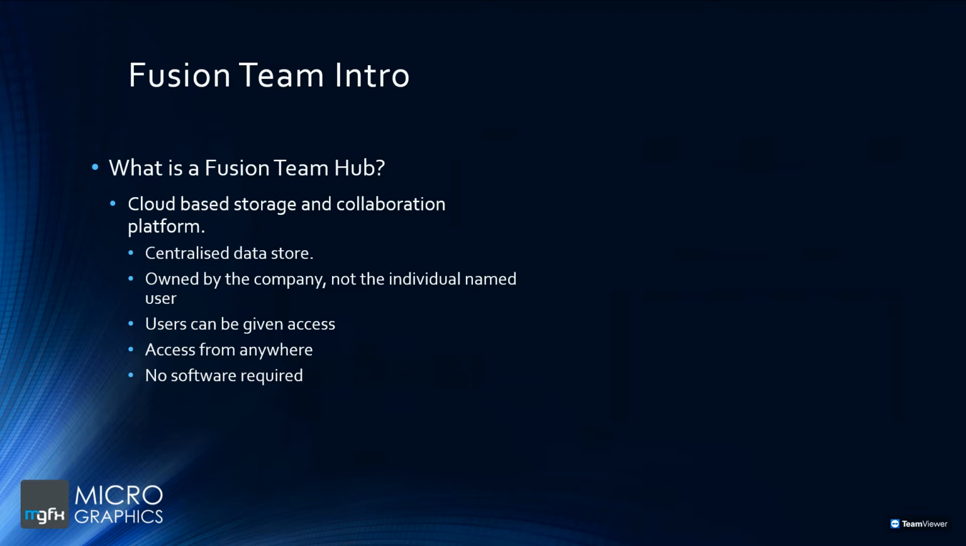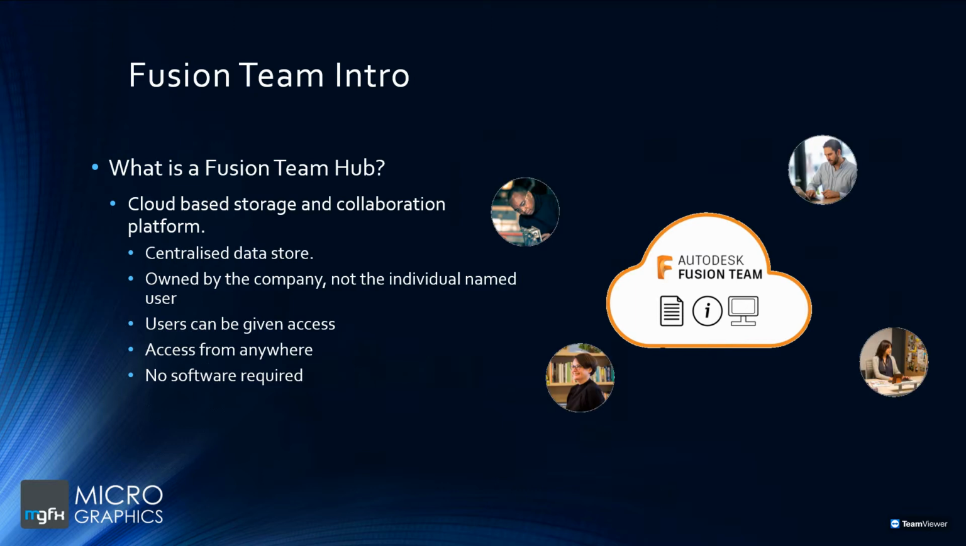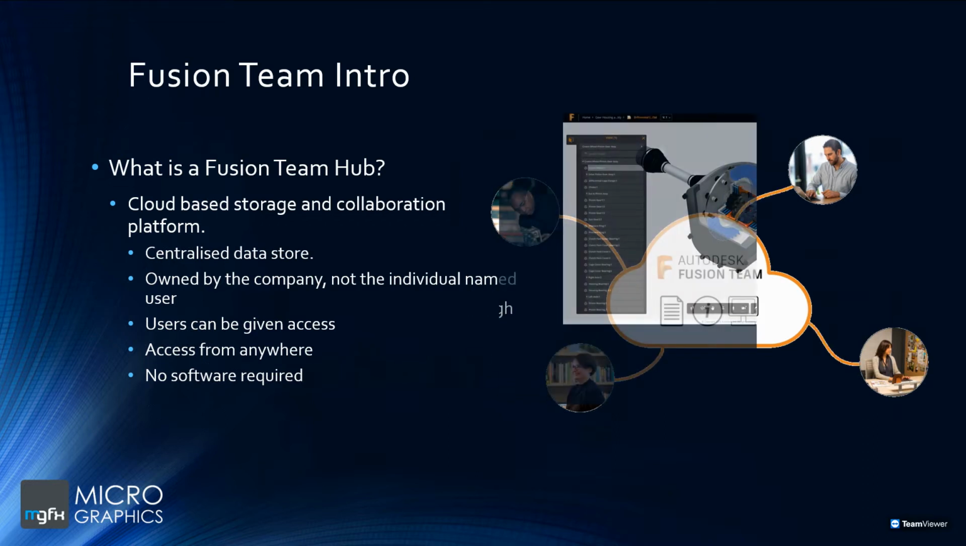The only time you need software is obviously if you're going to open up and edit the files, whether it's an Inventor file or a Fusion 360 file. That's the only time you're really going to need your software. But for viewing and file management, you just do that through your web browser. As I said, it's cloud-based, and you can have various people from all over the world connecting through to that cloud-based storage.